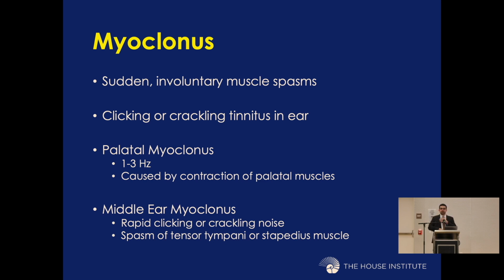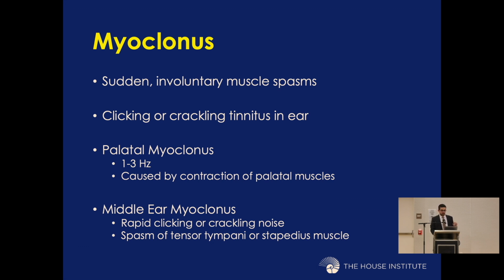We get them around the eyes, in your arm, legs, and then these are just spasms of the middle ear muscles. You have tensor tympani, and then you have the stapedius muscle, and just like any other muscle in the body, they can start spasming. Usually we would see this in patients who are really stressed, migraine patients, or patients with musculoskeletal disorders.